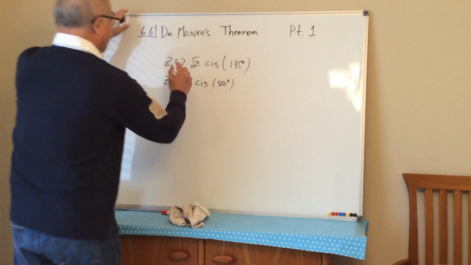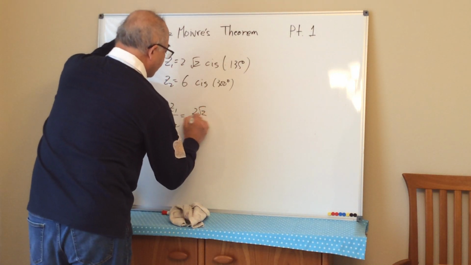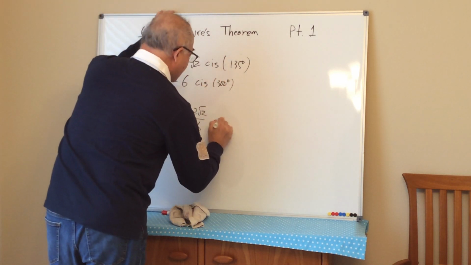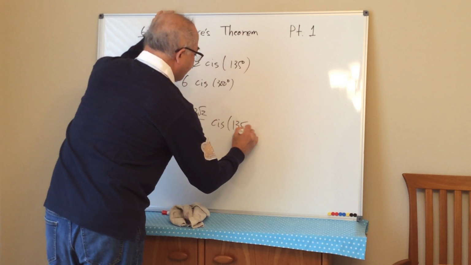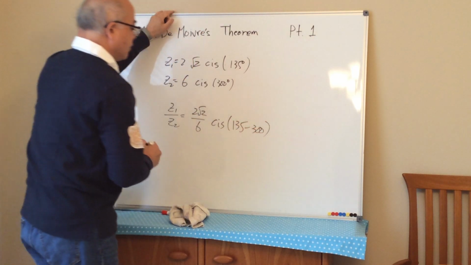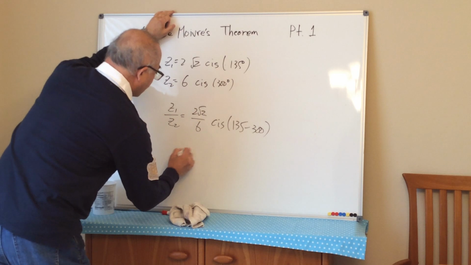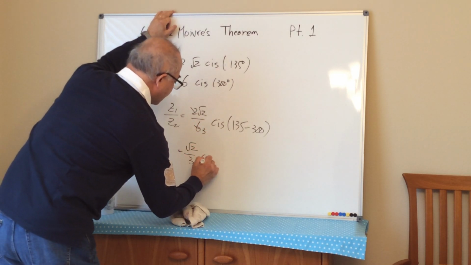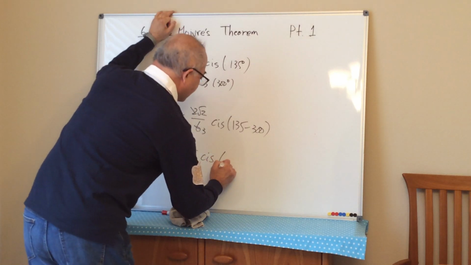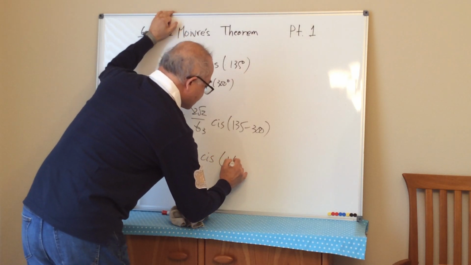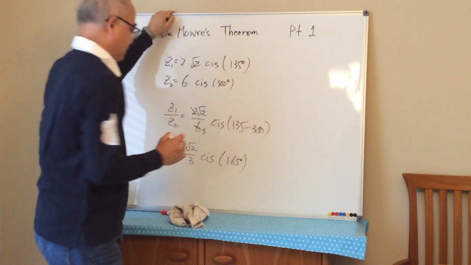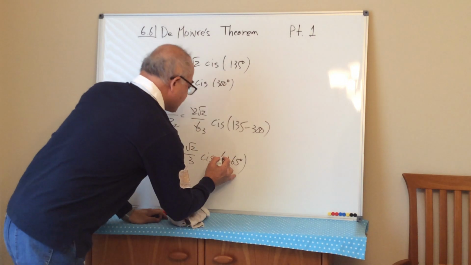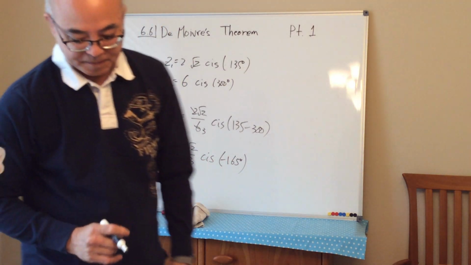Okay, so we're going to get the 2 root 2 divided by 6, this guy divided by this. Then I'm going to take the CIS, 135 minus 300. So I get what here? This is 3, so I get root 2 over 3, CIS 165. Okay? Well, it's negative 165. All right?